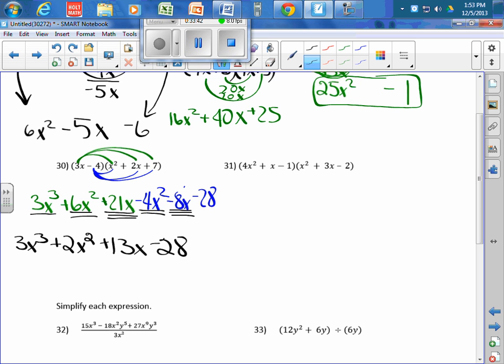Okay, this 31 here, a little bit trickier only because I have 3 terms times 3 terms. Well, dive into it. Actually, you know what? Let me show you a little bit different method. Take your 4x squared plus x minus 1. See if this doesn't make sense. You're just going to multiply these like you would any other numbers. I'm going to take this first number, negative 1.